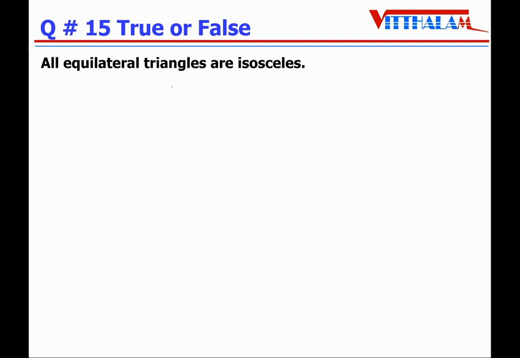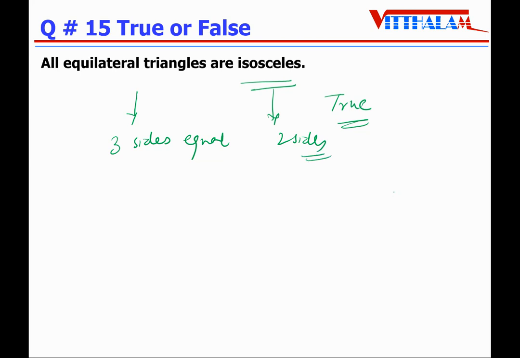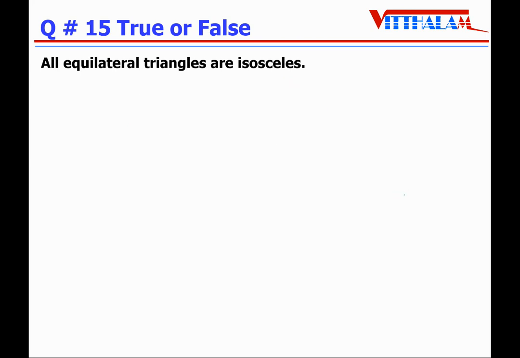True or false? All equilateral triangles are isosceles. True. Because in an equilateral triangle, all three sides are equal. If three sides are equal, obviously two sides are also equal. Therefore, it is true. Next.